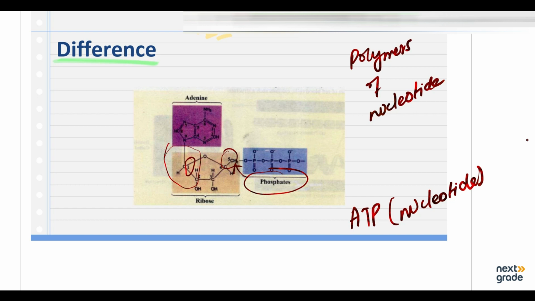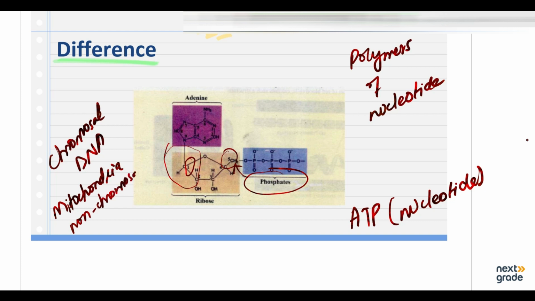There is an interesting thing: the DNA that is present inside the chromosomes is known as chromosomal DNA, and the one that is present in mitochondria and in the chloroplast is known as extra chromosomal DNA, or non chromosomal DNA.